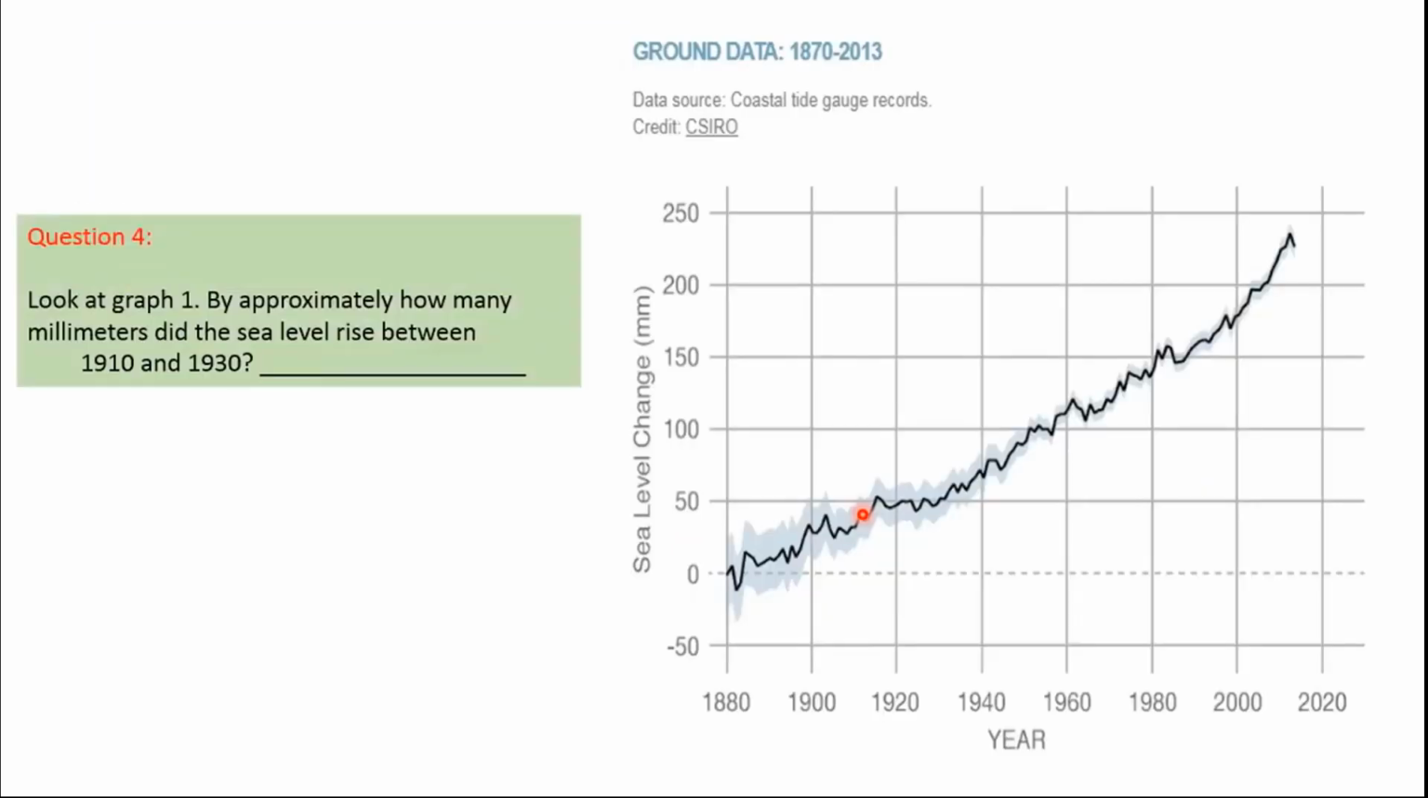Question 4, look at graph 1. By approximately how many millimeters did the sea level rise between 1910 and 1930? If we go to 1910, which is right about halfway between 1900 and 1920, we can get the sea level right at that point, which would be roughly right around in here. So you have to interpolate. It looks like it's a little bit, maybe more than halfway. So come up with a number that's a little bit more than halfway. And then if we look at 1930, which is halfway between here, it looks like it's right on that line, you could say. So you can go ahead and use that.